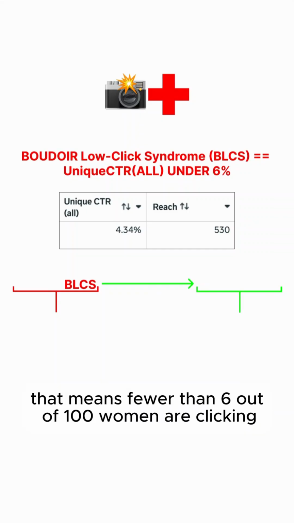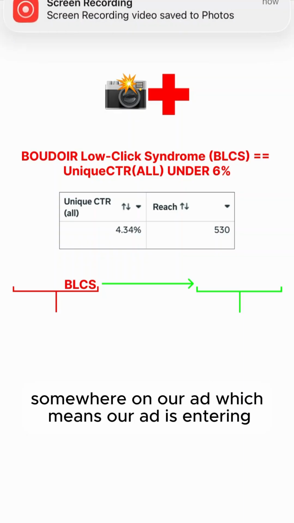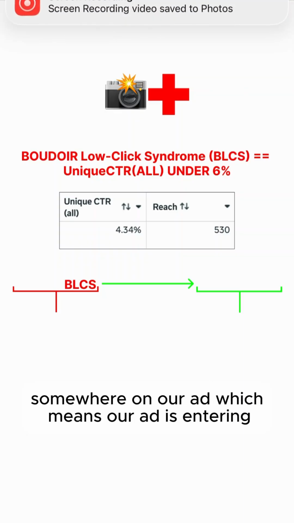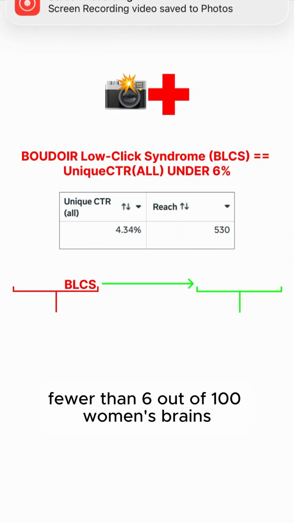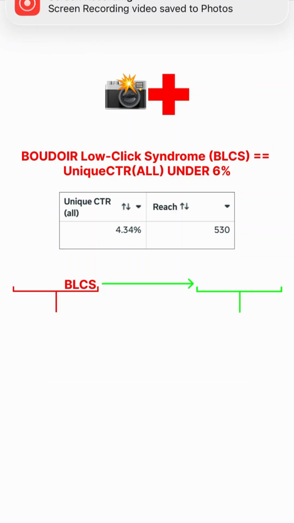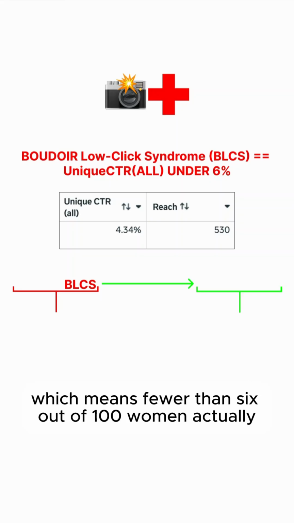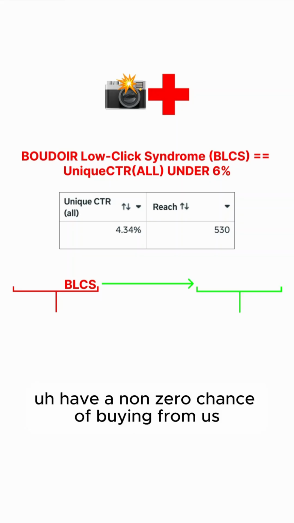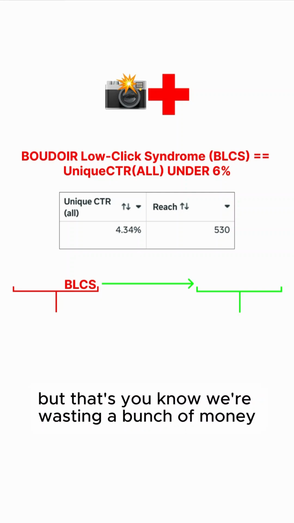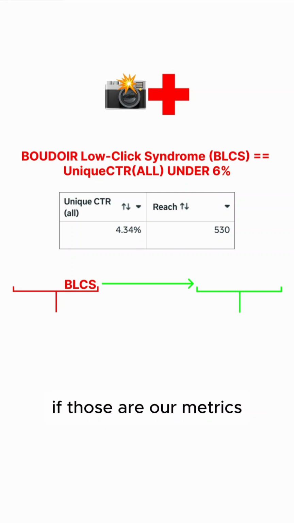That means fewer than 6 out of 100 women are clicking somewhere on our ad, which means our ad is entering fewer than 6 out of 100 women's brains, which means fewer than 6 out of 100 women actually have a non-zero chance of buying from us. We're wasting a bunch of money if those are our metrics.